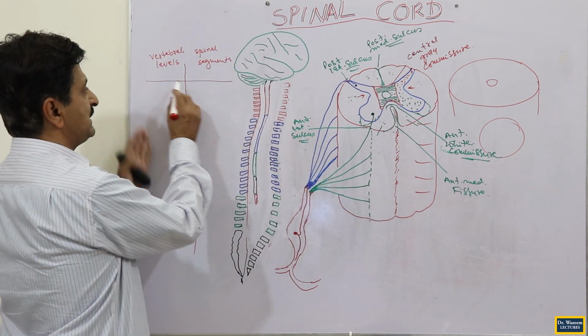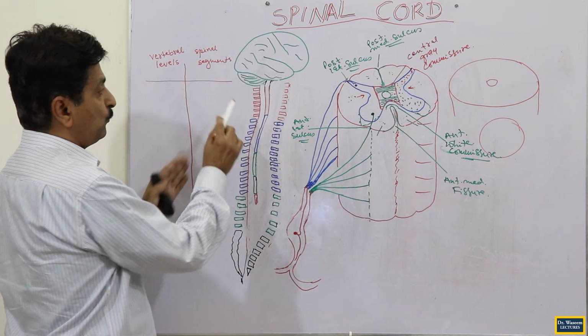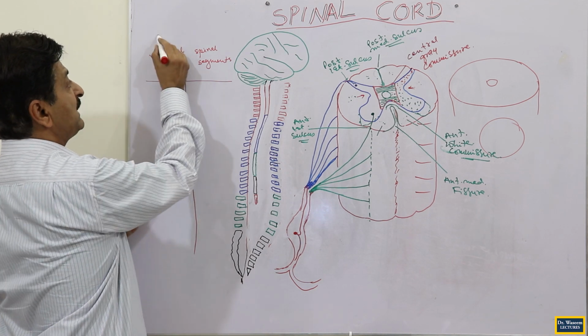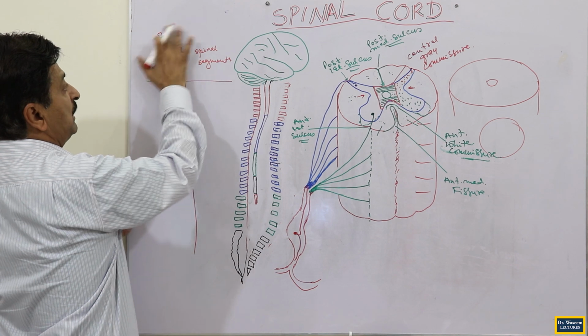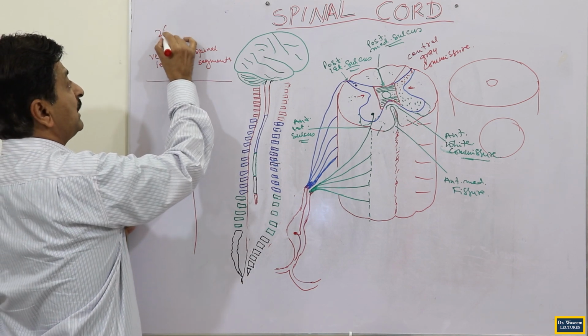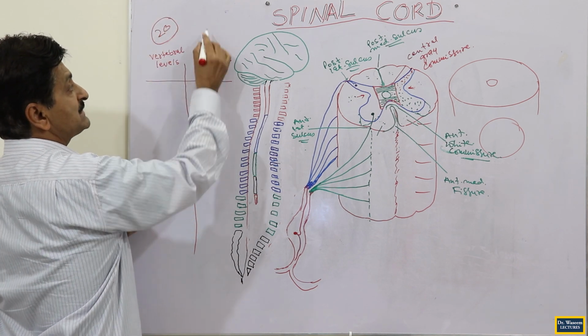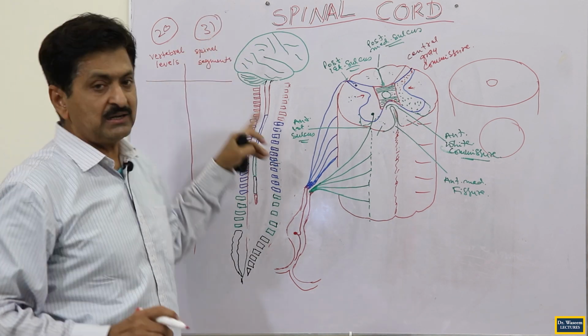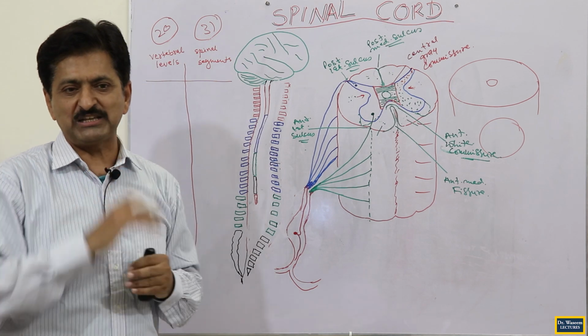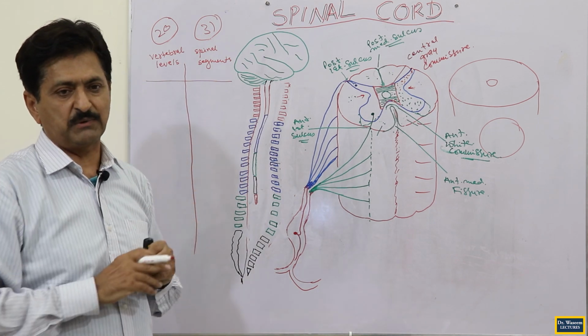So you can say here vertebral levels. How many vertebral levels are there? Roughly 31. And how many vertebral levels contain the spinal cord? 20. And the spinal segments are 31. So spinal segments numerically don't correspond with the vertebral column.